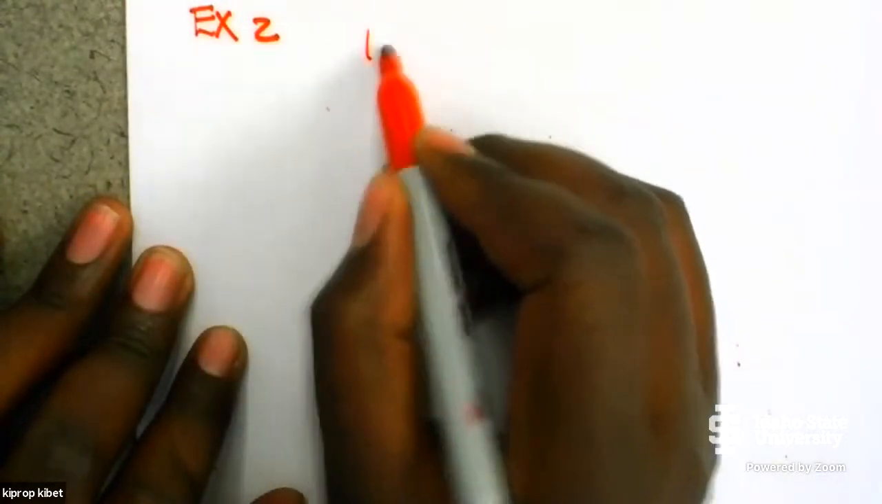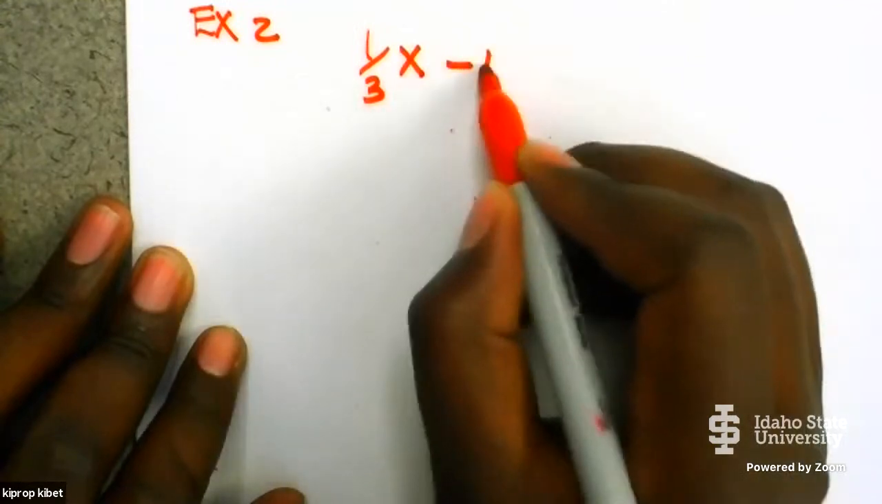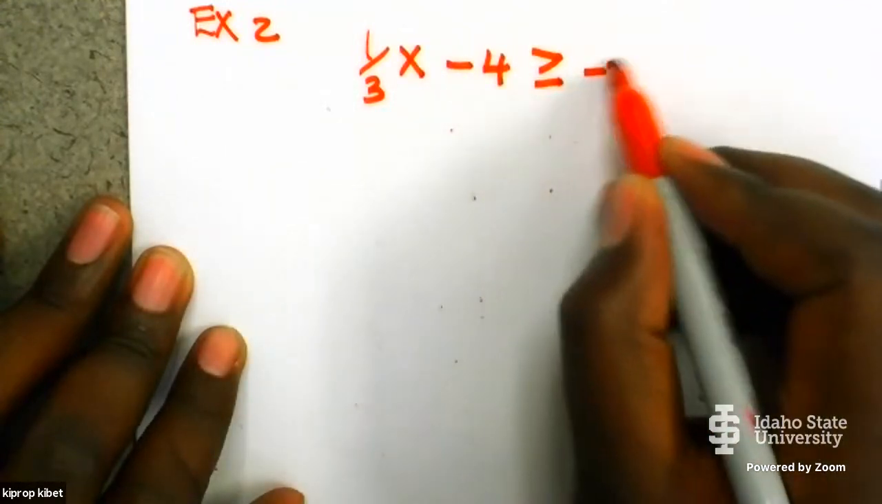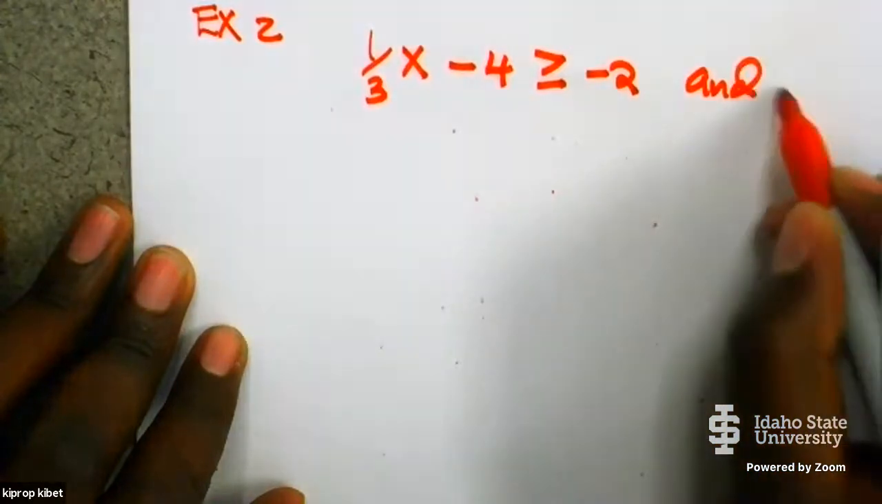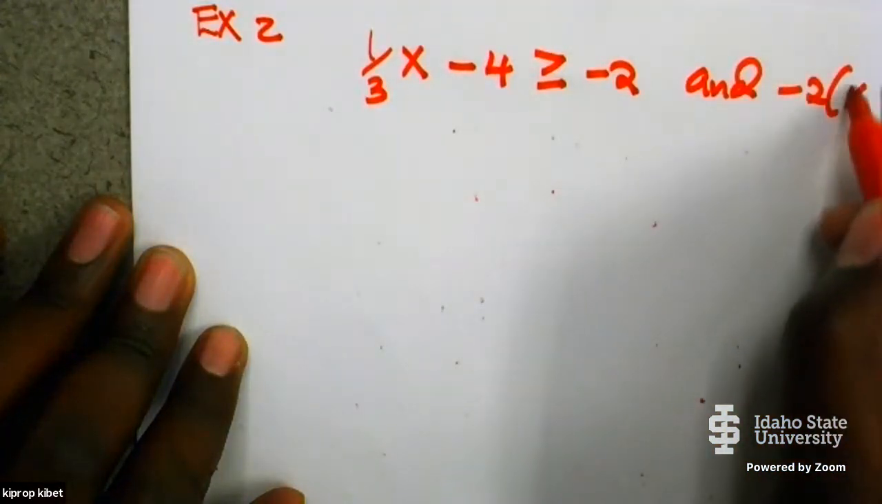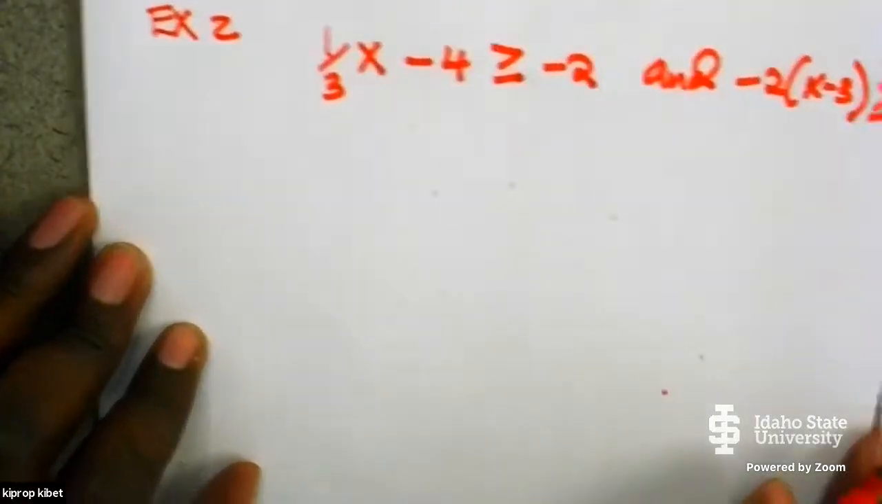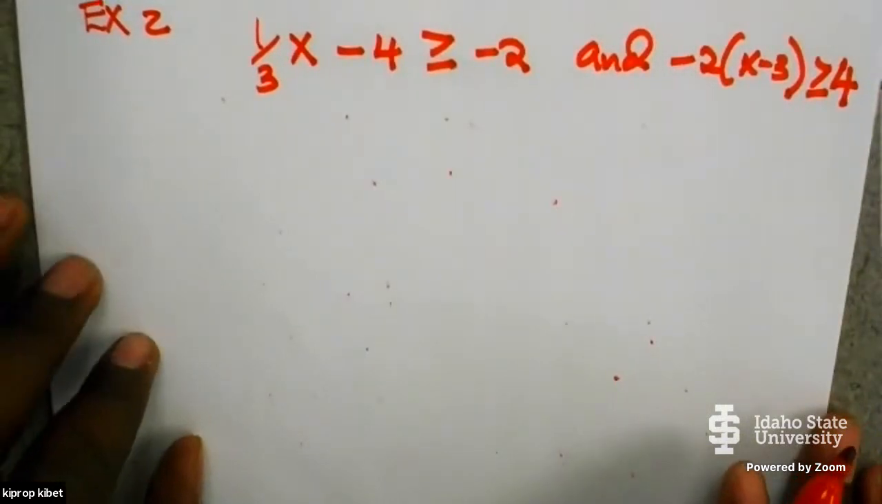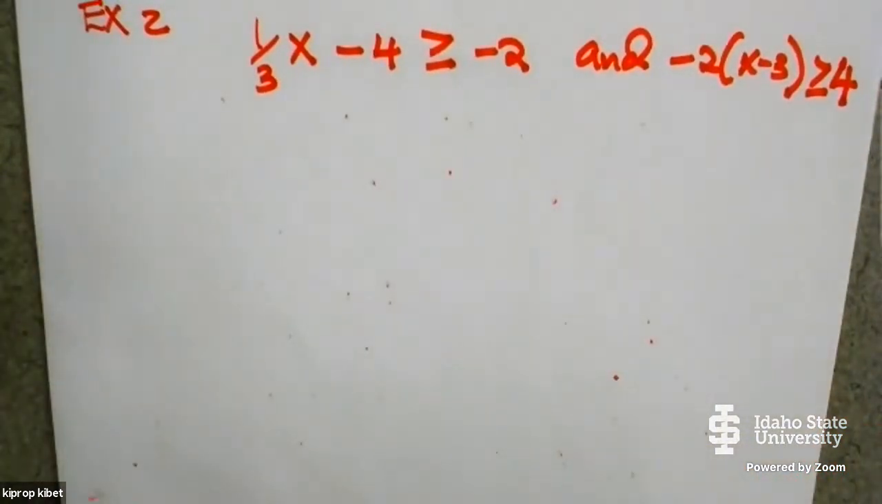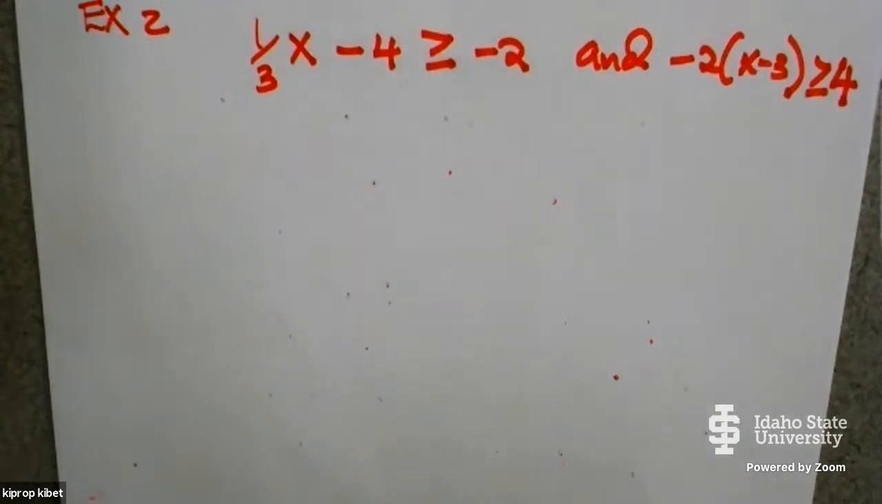Solve 1 over 3x minus 4 greater or equals to minus 2, and minus 2 brackets x minus 3 greater than 4. All right, let's start from the first one.